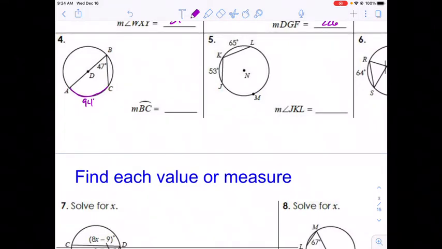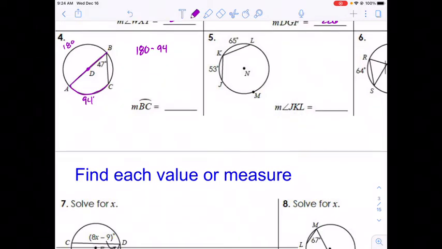Now, once again, you need to notice and always be able to identify diameters, because that tells us that this half of the circle is 180. That tells us this entire half of the circle, arc ACB, is going to be 180. So to find our measure of BC, we're going to take 180 and subtract out the 94. And that's going to give us 86. So 86 is going to be the measure of arc BC. You can always double check it by adding 86 and 94 to make sure it does equal 180.